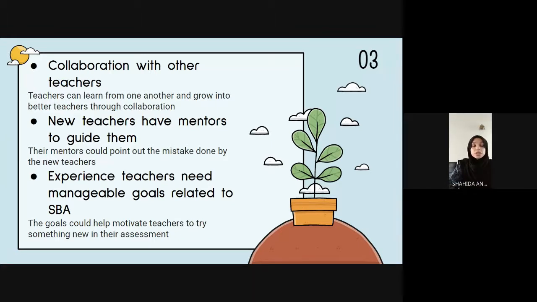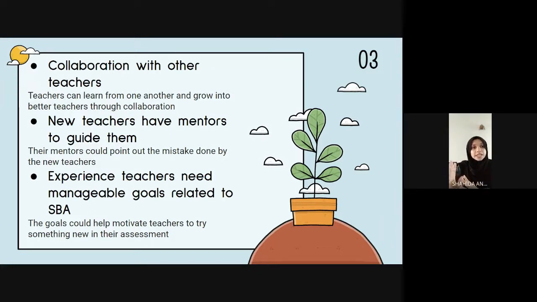Going back to the new teachers making mistakes on their assessment. By having mentors, before doing any SBA assessment with their students, new teachers could check with their mentors, so at least they could see if this is considered an SBA assessment or not. Or the mentor could point out mistakes after the new teacher did their assessment. So now the new teacher can know what mistakes they've made, so they don't have to repeat them again.